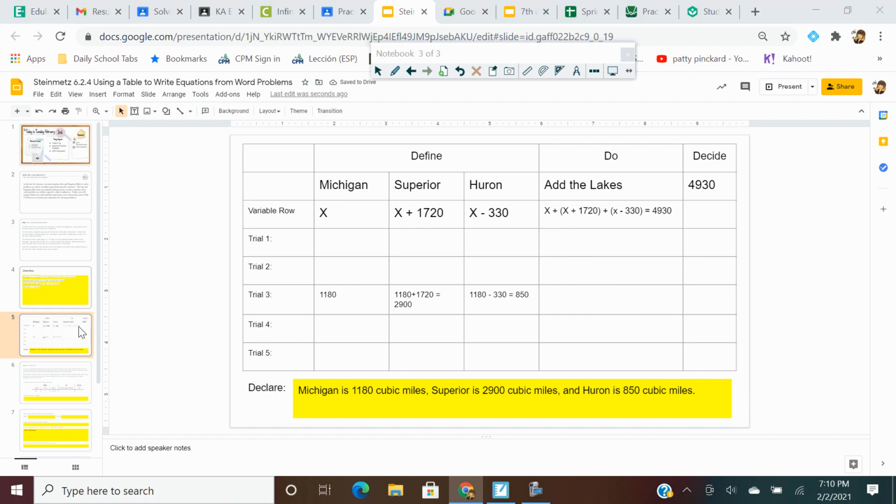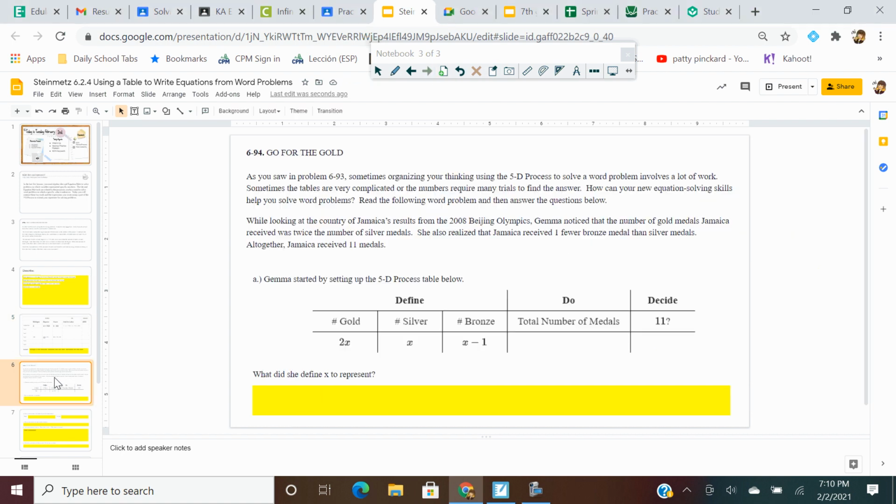All right, so let's do a couple more like this. This first problem says, as you saw in problem 693, which we didn't go through the trial part, sometimes organizing your thinking using a 5D process to solve a word problem involves a lot of work. Sometimes the tables are very complicated or the numbers require many trials to find the answer. How can you use your new equation solving skills to help you solve word problems? Read the following word problems and then answer the questions below.